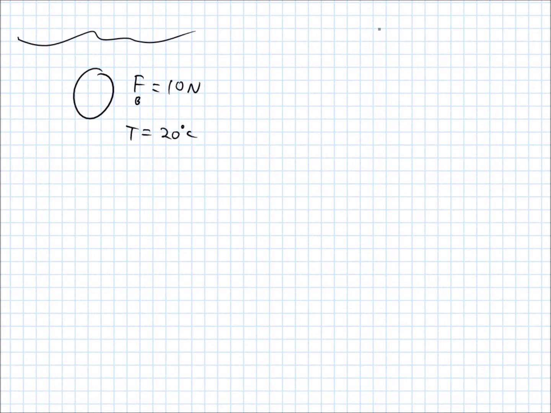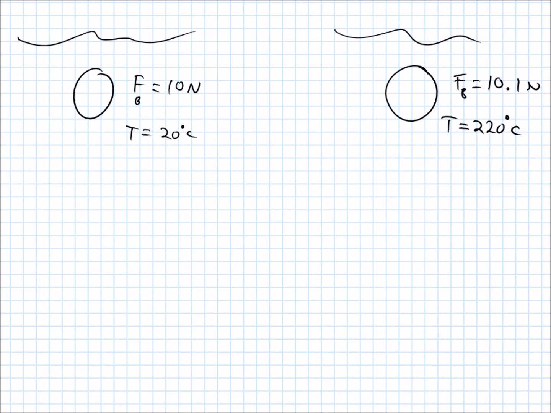Now let's say that we increase the temperature of this thing by 200 degrees, so now it's 220 degrees Celsius, and the new force of buoyancy is 10.1 newtons. So it's not increasing by much, but there it is. Let's find what the volumetric coefficient of thermal expansion for this thing is, beta.